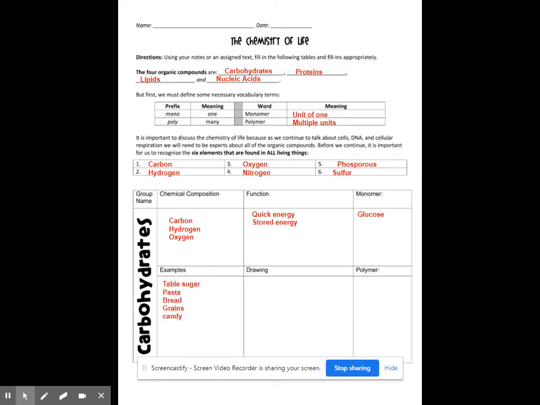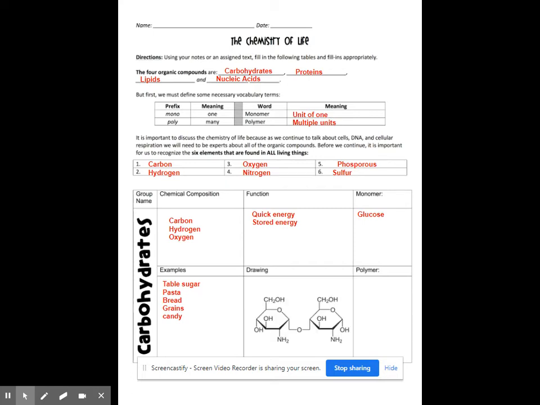And some examples you can add to this list. I just came up with table sugar, pasta, bread, grains, candy. Those are all different types of carbohydrates. Some are smaller, like monomers, like table sugar and the sugar that's in candy. You could add fruit to this list, because fructose is another type of carbohydrate. And then pasta and bread, those are going to be bigger carbohydrates, more starchy.